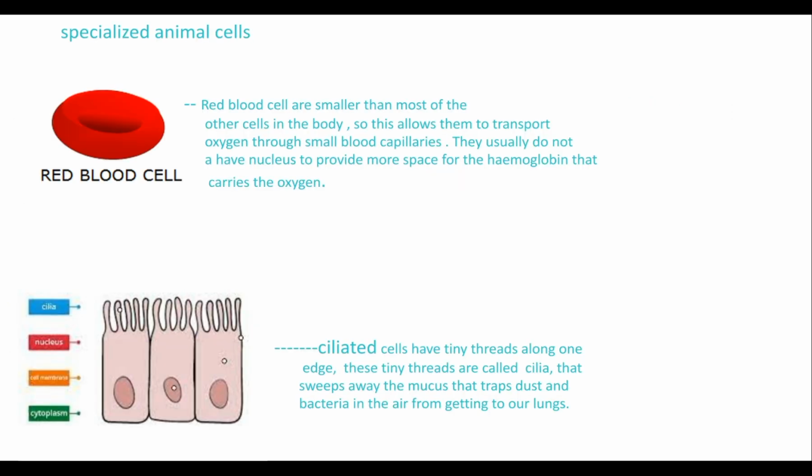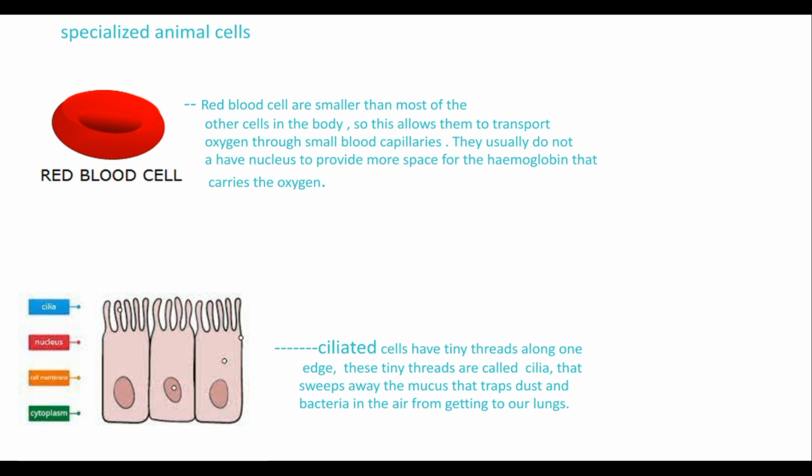Now, let's look at the specialized animal cells. Firstly, red blood cell. Red blood cells are smaller than most of the other cells in the body. So this allows them to transport oxygen through small blood capillaries. So the function of the red blood cell is to transport oxygen throughout the body. And they usually do not have a nucleus to provide more space for hemoglobin that carries the oxygen.